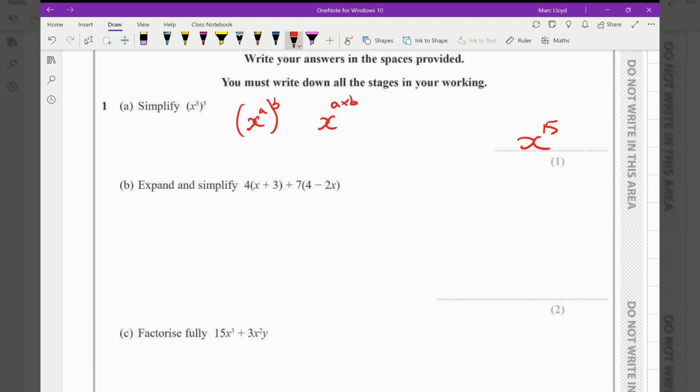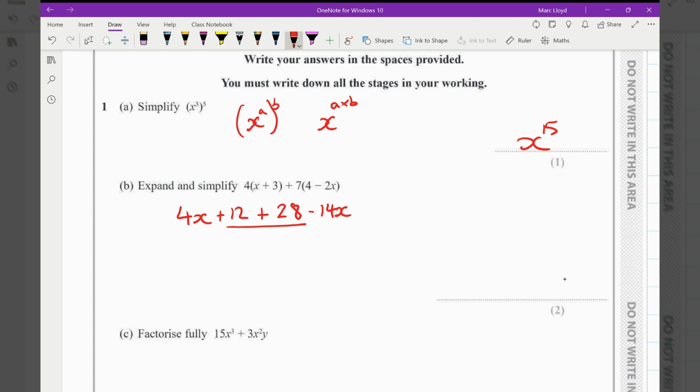Okay, expand and simplify. So expanding first for the first mark. 4 times x, 4x, 4 times 3, 12, plus 7 times 4, 28, 7 times minus 2, minus 14, and that has an x at the end. Right, now that we simplify them, the 12 and the 28 add together to make 40. And then 4x take away 14x is minus 10x. So that will be our solution.